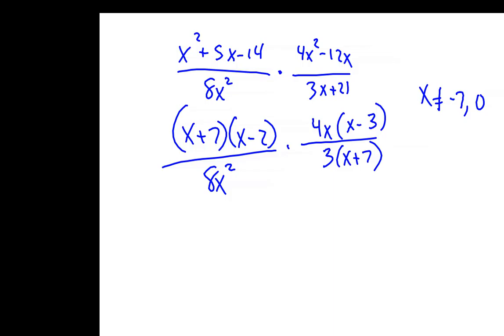But is 3 ever going to equal 0? No. So is that a concern for us? No, we're finding restrictions on the variables. I know that 3 is never going to equal 0. I know that 8 is never going to equal 0. I'm not really worried about that.